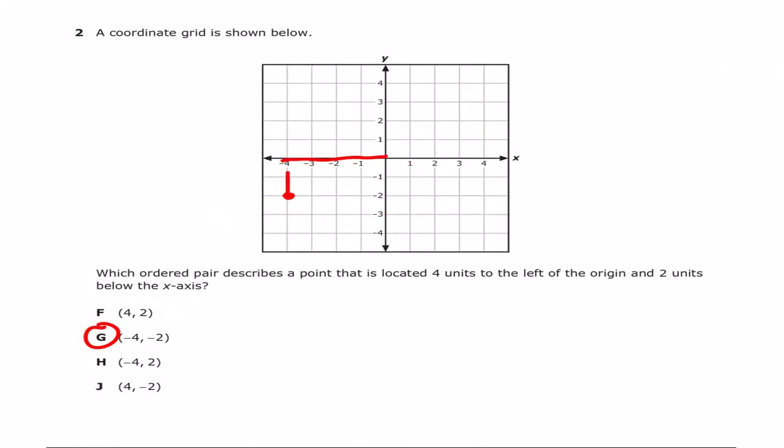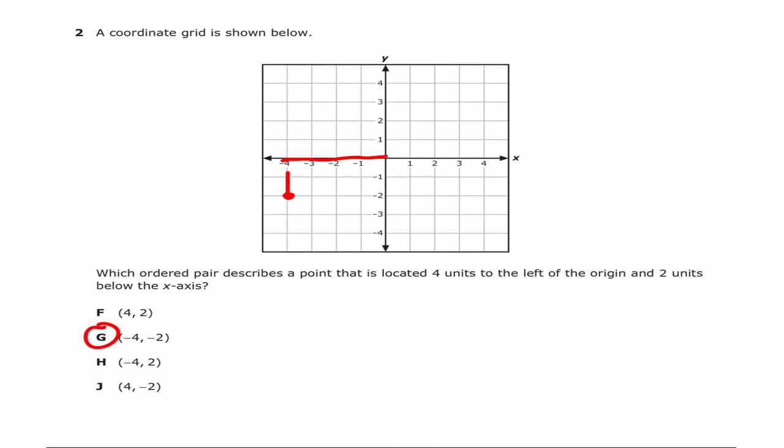Number 2, according to the grid shown below, which ordered pair describes a point that is located 4 units to the left of the origin and 2 units below the x-axis? So the origin is the very place in the middle of the cross. That's when they say origin, they mean the very middle.